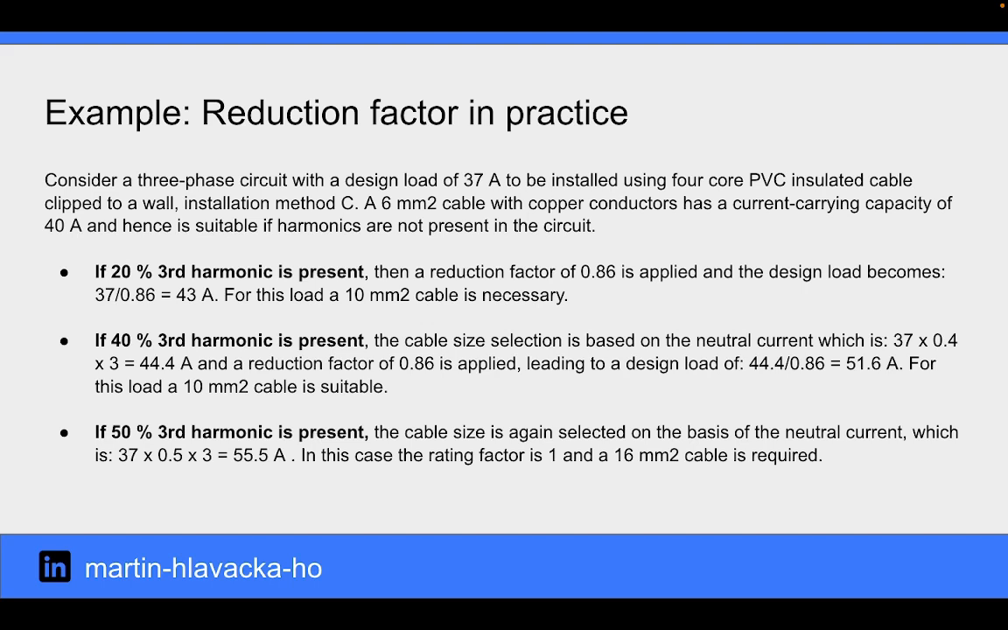If the ratio of third harmonics is 50%, then the cable size is again selected based on the neutral current, which is 55.5 amps. In this case, the reduction factor is 1 and a 16 mm cable is required.